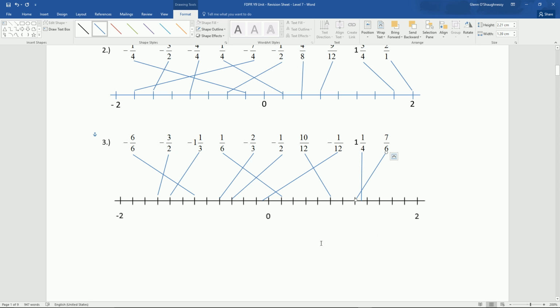Okay, so that last one was pretty tricky. Just remember, you've got your negatives on this side, positives on that side. It's like a mirror. So the numbers look like they get bigger, although they get smaller going that way, and they get bigger going that way out from the middle.